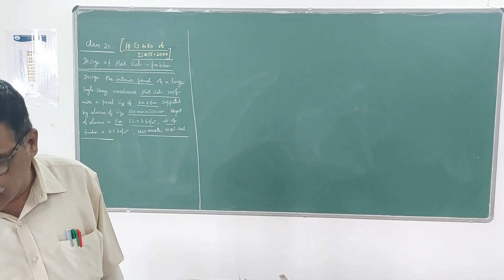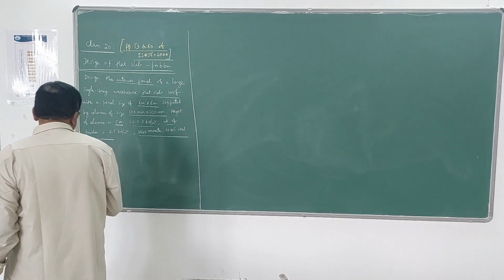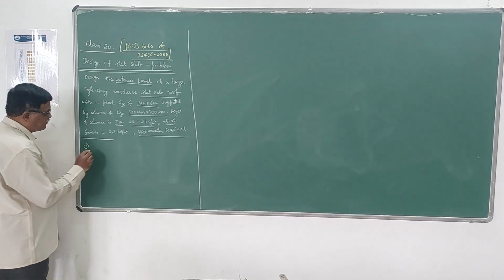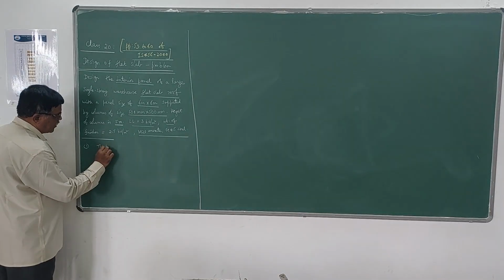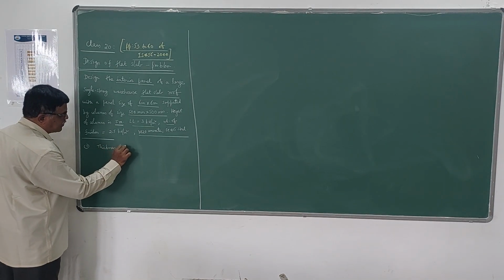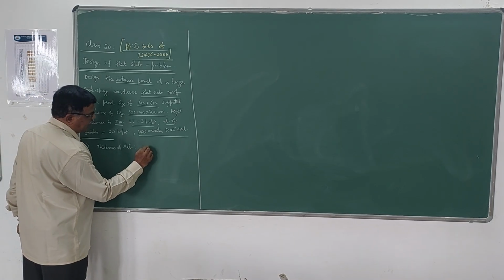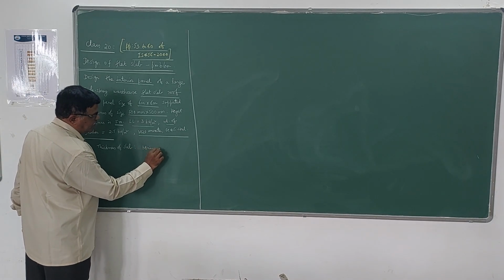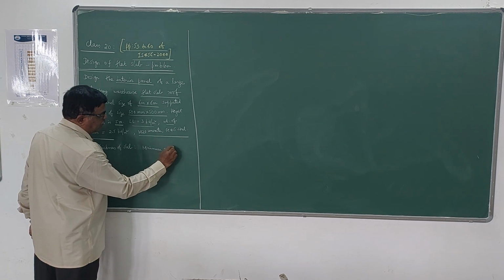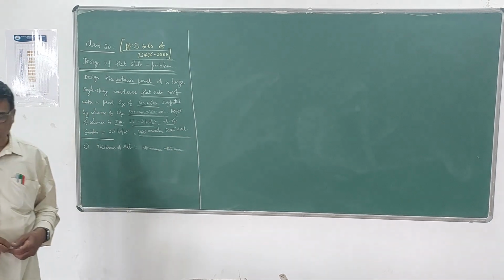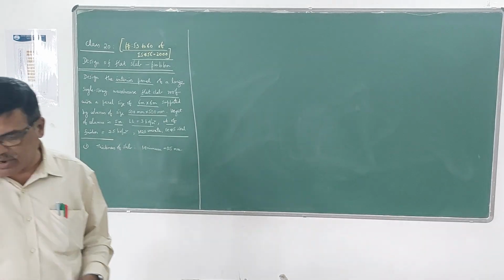So now I will do it in steps. The first step is we have to assume the thickness of slab. As per the code, the minimum thickness of slab is 125 mm. So this we should remember. If you get less than 125, you have to provide a minimum of 125 mm.